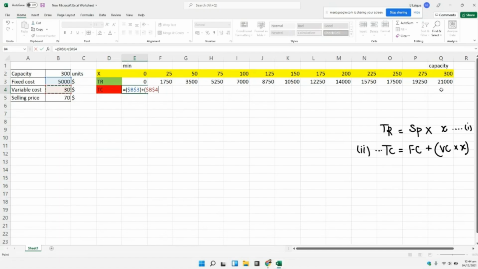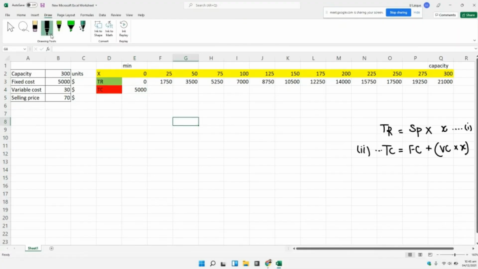So this is fixed, and I'm going to multiply the number of units for this particular cell, which is basically 0. And bracket close and enter. Now, this basically proves the point that fixed cost is independent of the units produced and sold. So in this case, if we consider 0 units produced and sold, the total revenue is 0, but the total cost is 5,000.